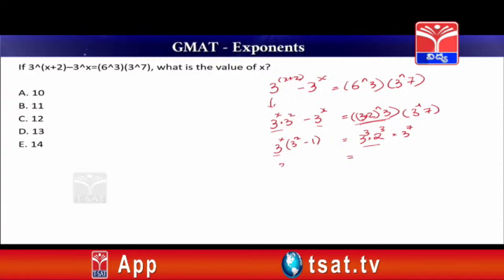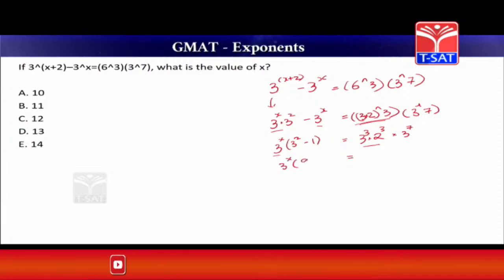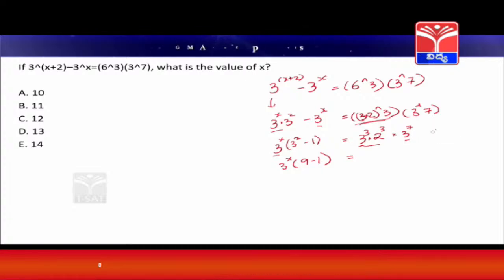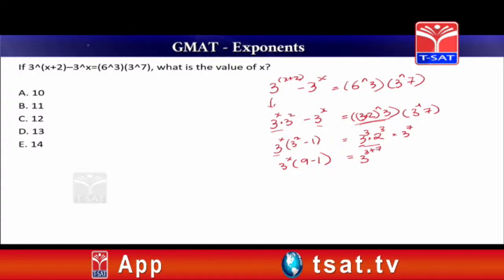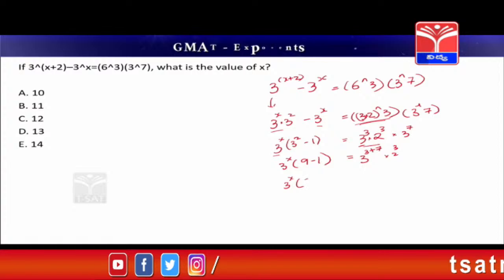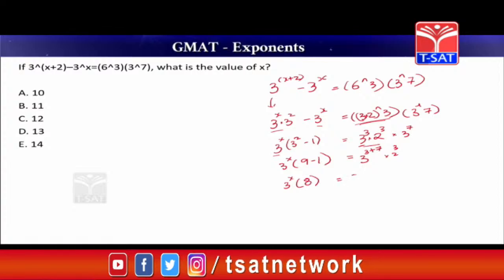So here you are left with 3 to the power of x into 3 square, which is nothing but 9, minus 1, and here we can multiply 3 to the power of 3 by 3 to the power of 7, and it turns out to be 3 to the power of 3 plus 7, and your 2 is 2 to the power of 3. So 3 to the power of x into 9 minus 1, which is nothing but 8, and 3 plus 7 is nothing but 10.